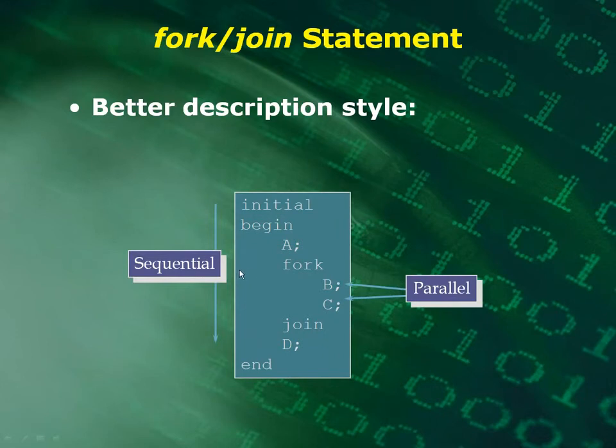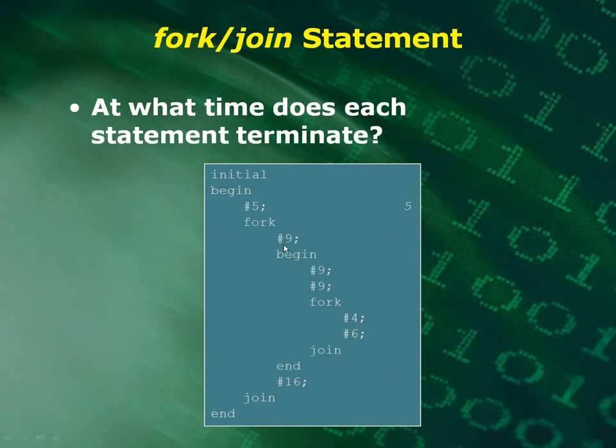So here's our same example. We had statements A, and once they've executed, we want to execute two other things in parallel, which were our B statements and our C statements. And then once those had both finished, we wanted to do our D statements. So this is how you can write that using the fork join statement. These statements execute sequentially. However, when you get to the fork join, these execute in parallel.